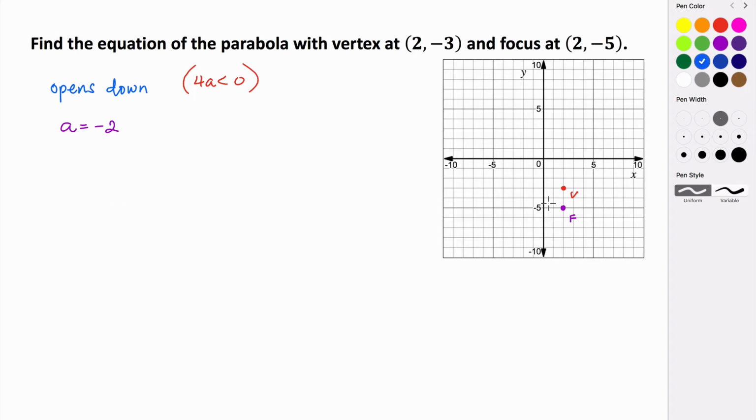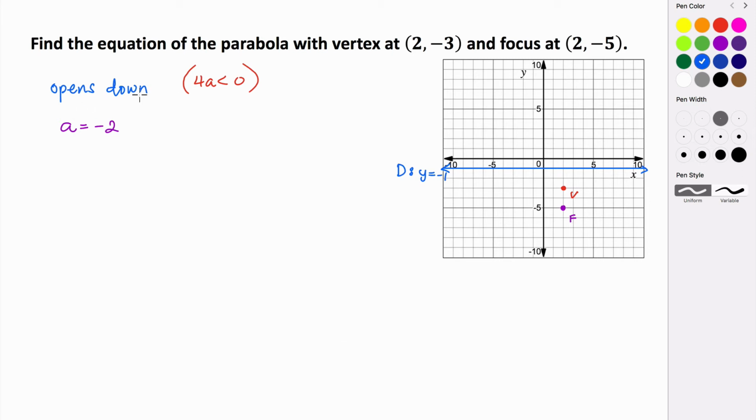That tells us that our directrix is going to be 2 units above our vertex. So it's going to be a horizontal line that goes through the y-axis at -1. So the directrix here is y equals -1. So that's our directrix.